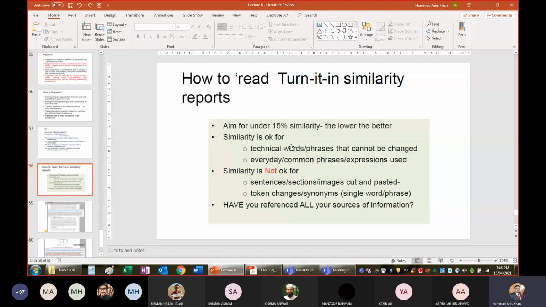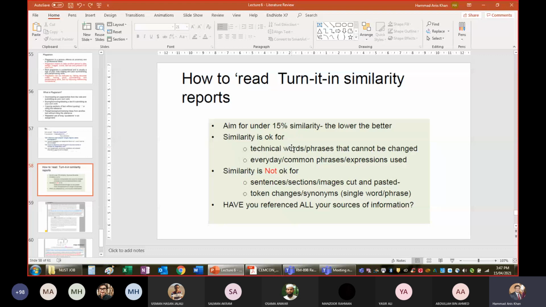But similarity of some technical words is ignored. So let's suppose there is a certain word which is the same. You can't change the word. For example, concrete, some technical word. So you can't change a technical word. You can't replace a concrete with some other thing.